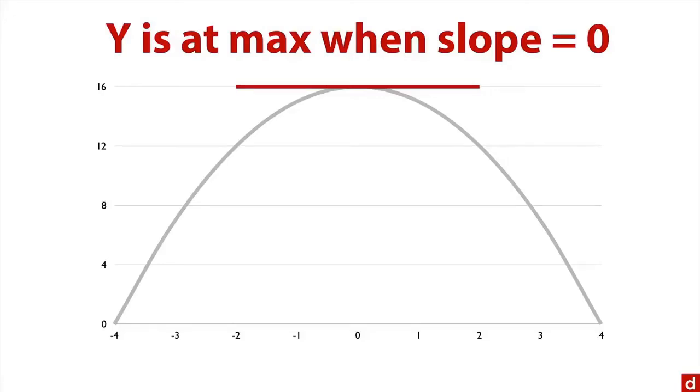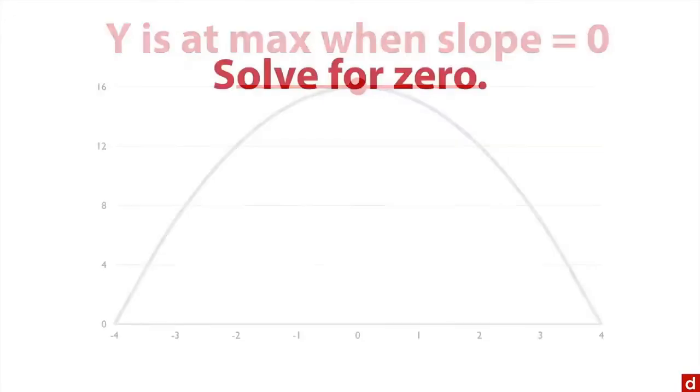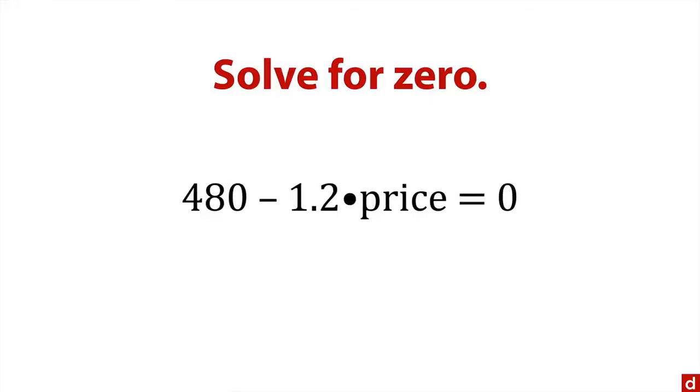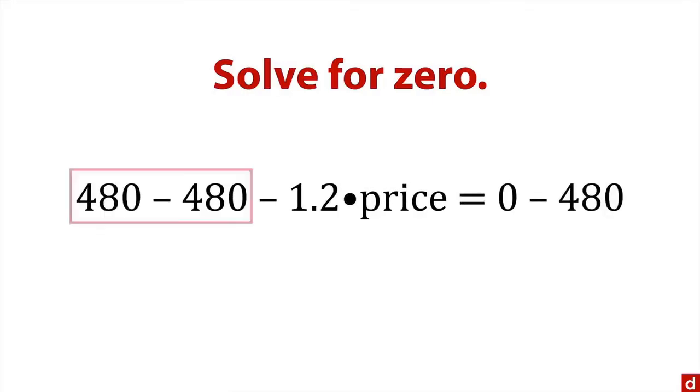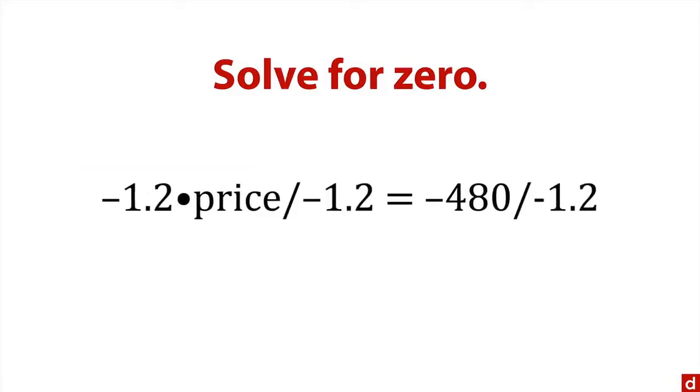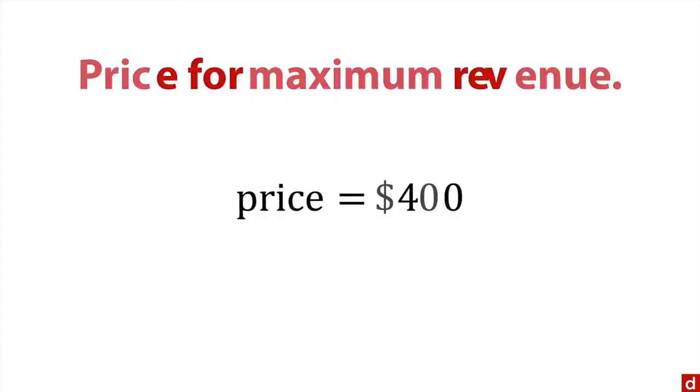Okay, so what we're going to do is solve for 0. Let's go back to our equation here. We want to find out when that is equal to 0. Well, we subtract 480 from each side. There we go. And we divide by minus 1.2 on each side. And this is our price for maximum revenue. So we've been charging $500 a week, but this says we'll have more total income if we charge $400 instead.